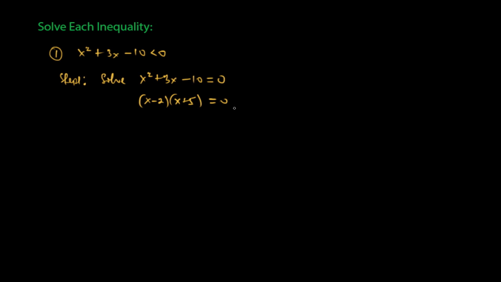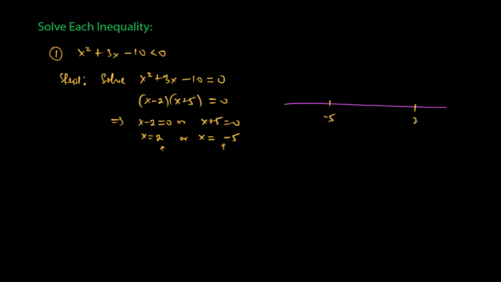And then when two things multiply and you obtain 0, this implies that either of them is equal to 0. That is, either x minus 2 equals 0 or x plus 5 equals 0. And when you solve this, you obtain x equals 2 or x equals negative 5. So on your number line, maybe here is going to be your negative 5, and then your 2 is going to be somewhere around here.